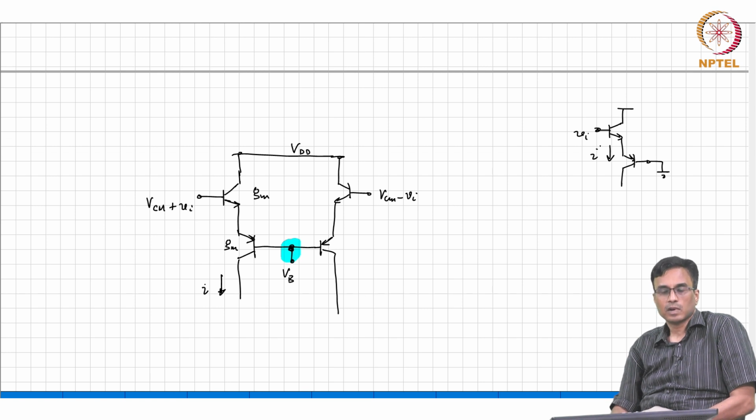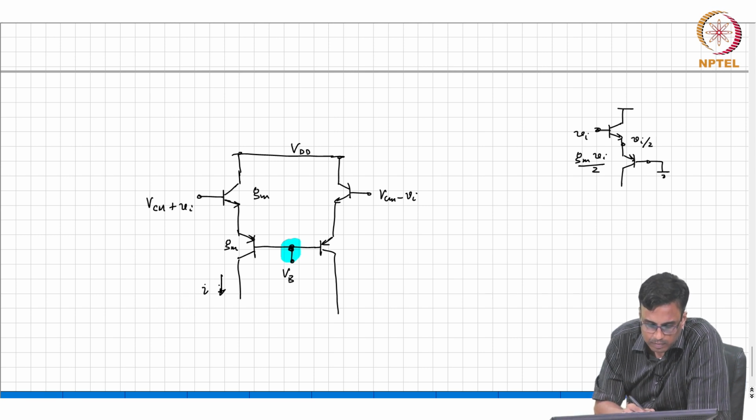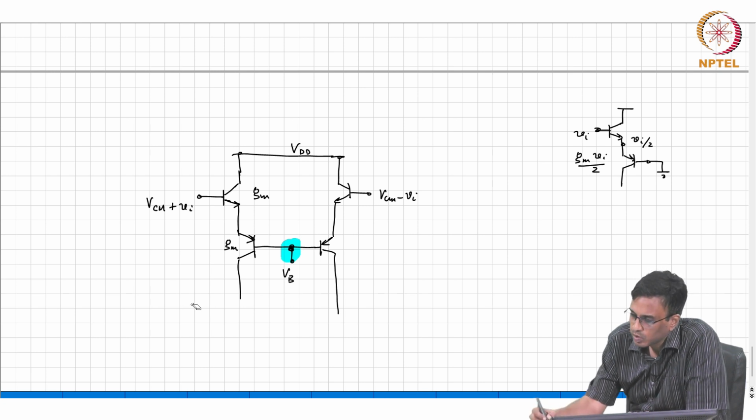Gm Vi by 2, correct. This voltage is Vi by 2 by symmetry, correct. So this will be Gm Vi by 2. So that is the current that is flowing here, the small signal current, Gm Vi by 2.